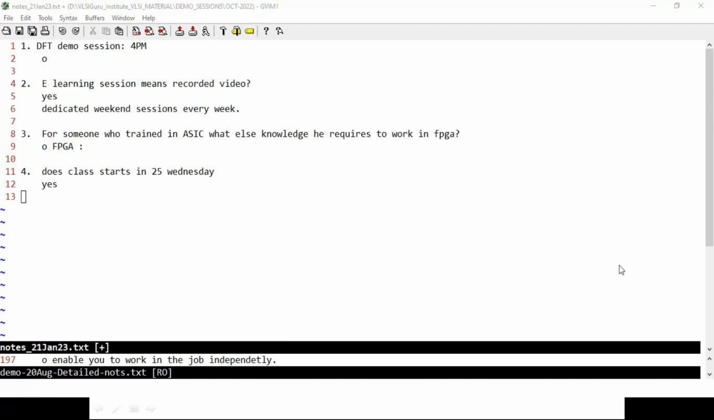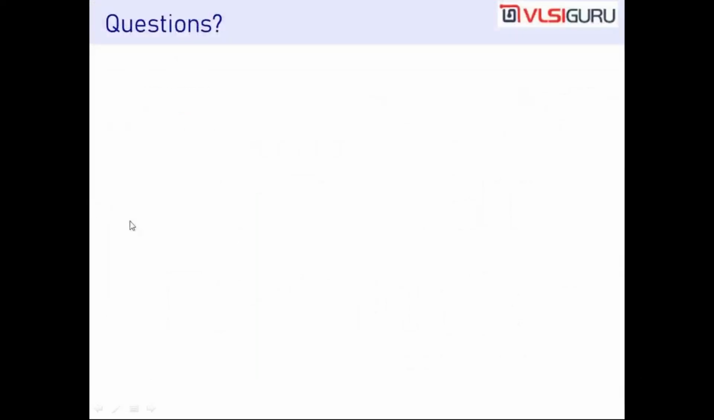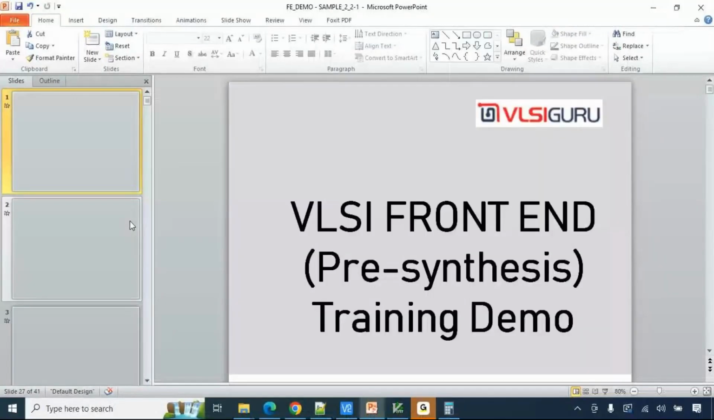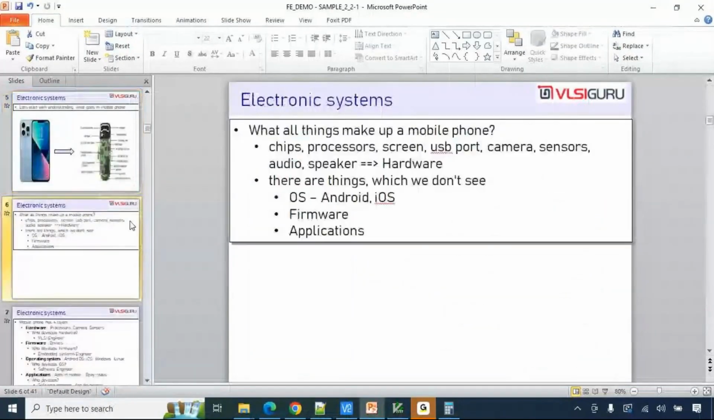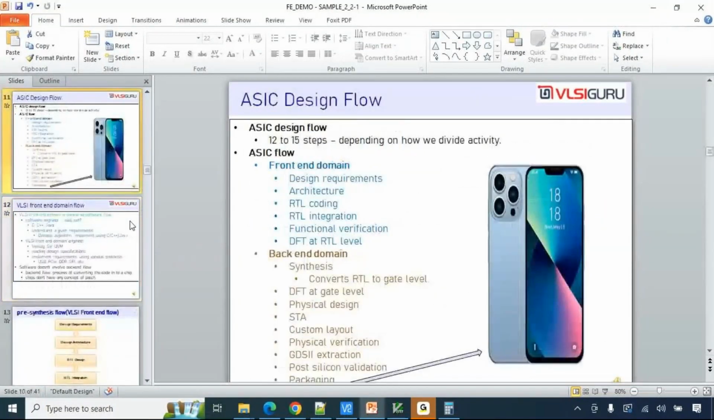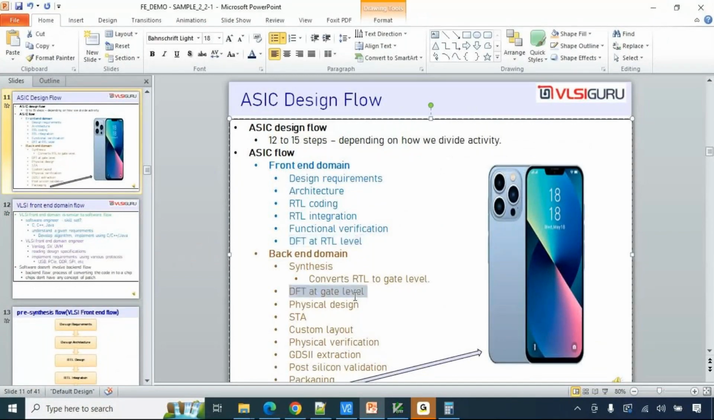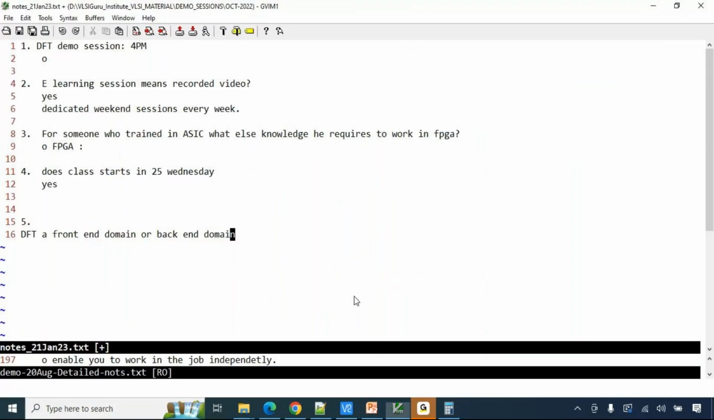Is DFT in the front-end domain or the back-end domain? Tell me. Both, right? Because DFT happens in the front-end domain also, and DFT happens in the back-end domain also. Technically, by the way we are dividing subjects, it will come under the back-end domain. Why? Because there is no programming involved in DFT. As a DFT engineer, you don't do any programming, so hence it becomes back-end domain.